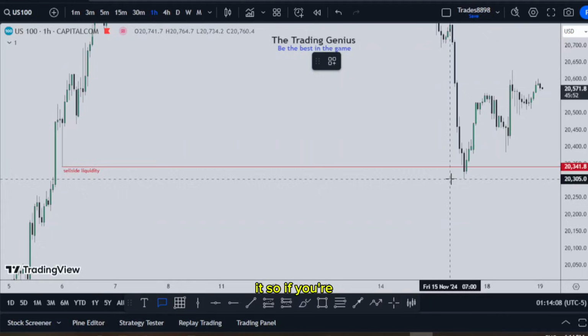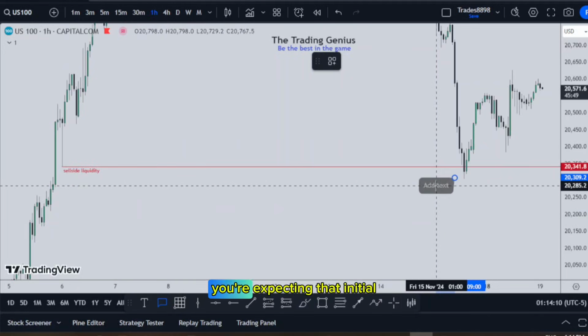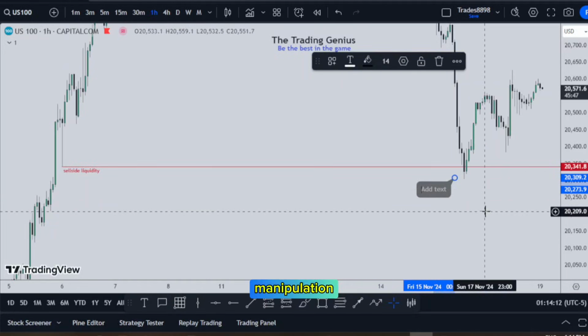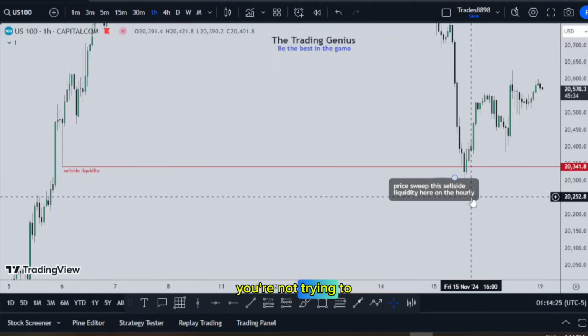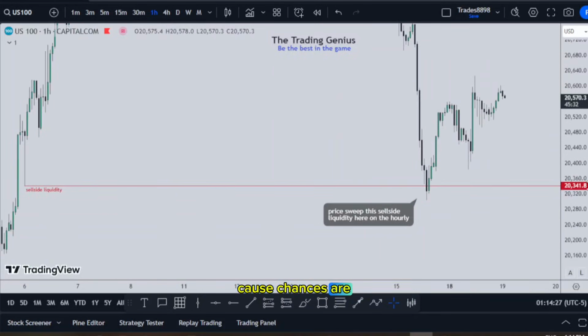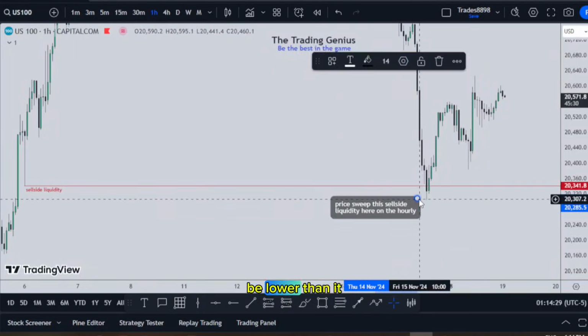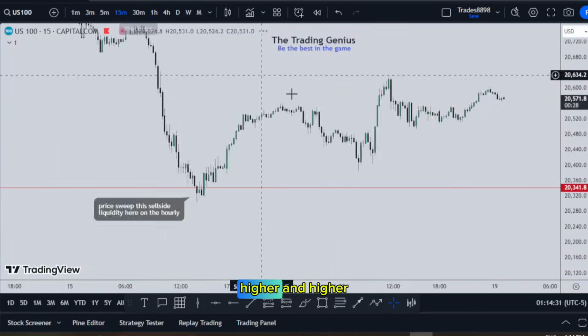So if you're bullish, you're expecting that initial manipulation. So you're only focusing on worrying about where the low is going to form. If you're bullish, you're only worried about how the daily low might form and where it might form at. You're not trying to predict the closing price, because chances are your closing price might be lower than it actually is, and it could just keep going higher and higher and higher.